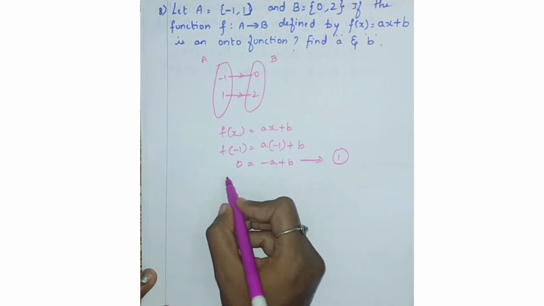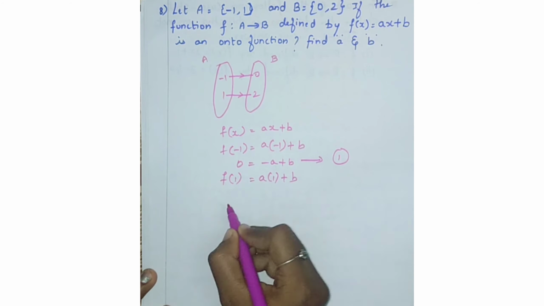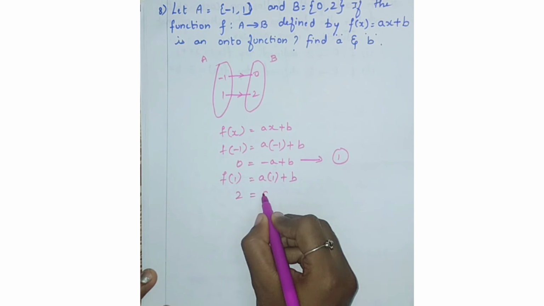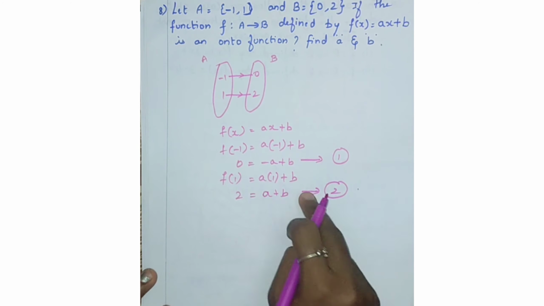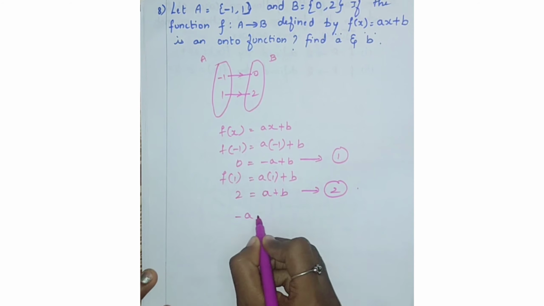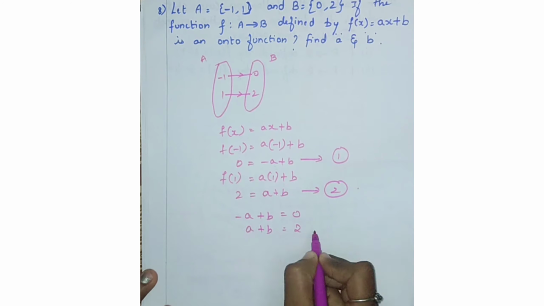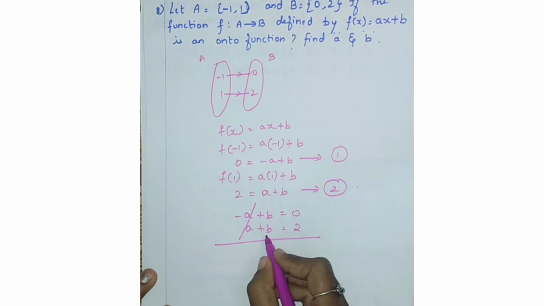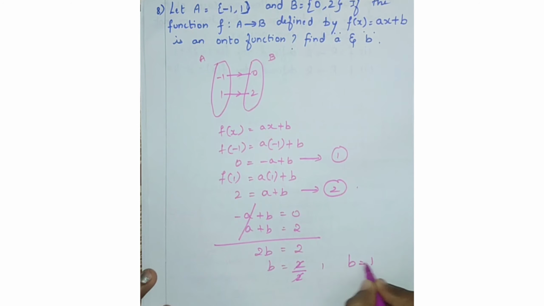Now f of 1 is a into 1 plus b. What is f of 1? It is 2. So it is a plus b. Take this as equation 2. From a and b, use the direct cancellation method. Minus a plus b equals 0, then a plus b equals 2. Minus a plus a get cancelled, so plus b plus b, 2b equals 2. So b is 2 by 2, which is 1. So b is 1.